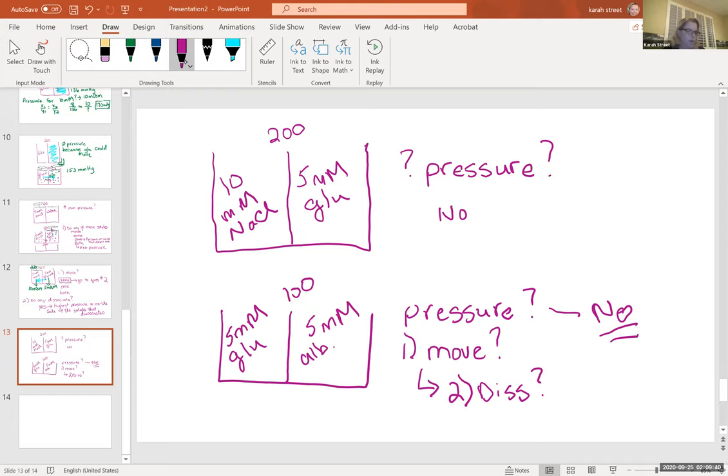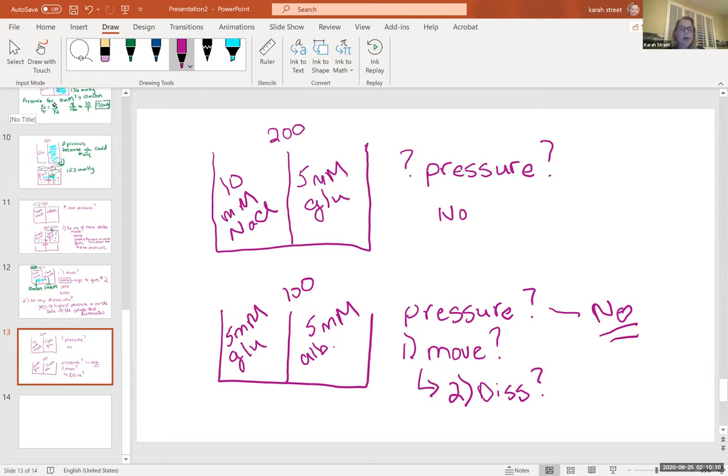Are there any questions about activity three? So for this one, is it because it's a protein? Because for the other one where it was 5 millimolar of NaCl and 5 millimolar of glucose, it did have pressure. So I'm kind of confused why this one wouldn't, because it's the same amount.